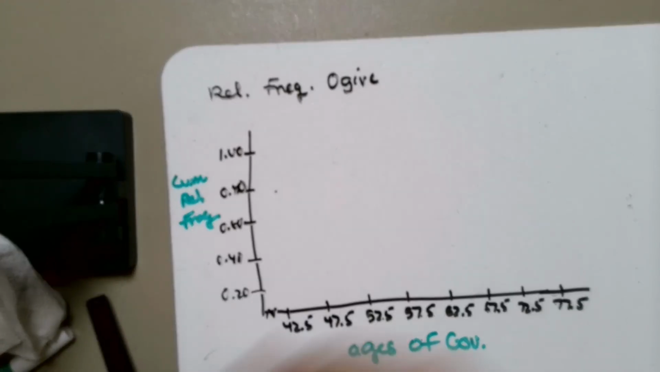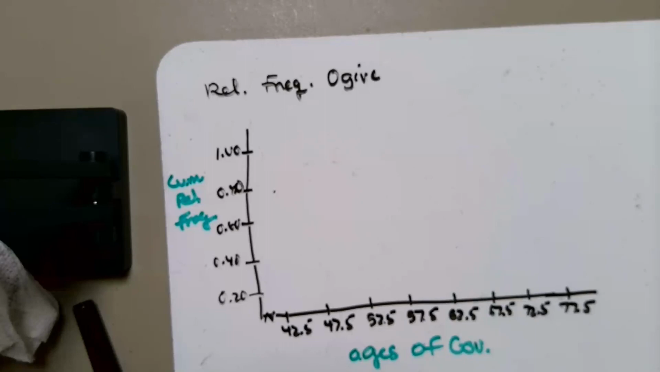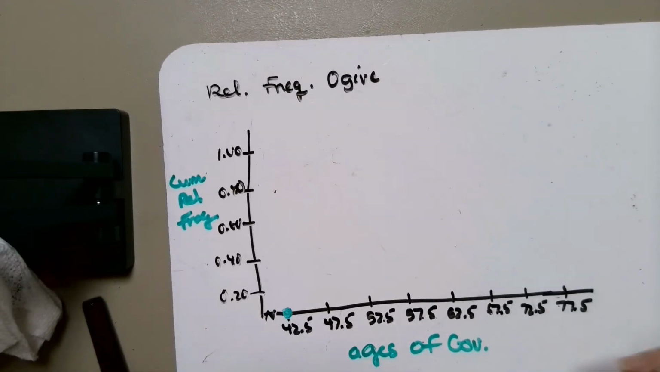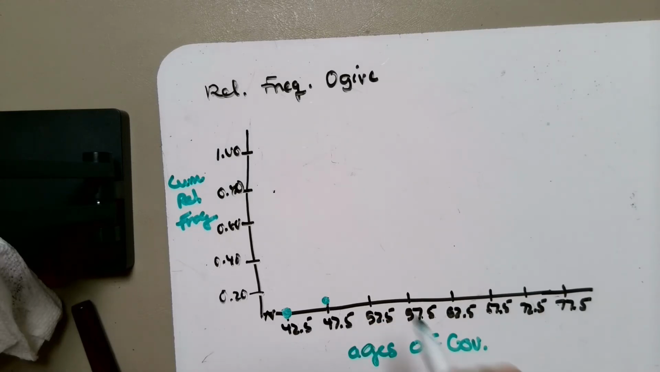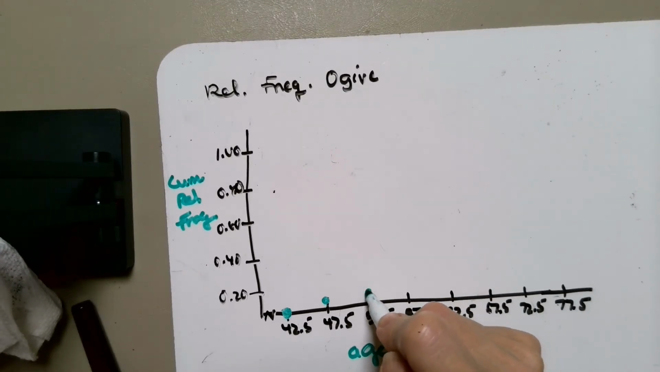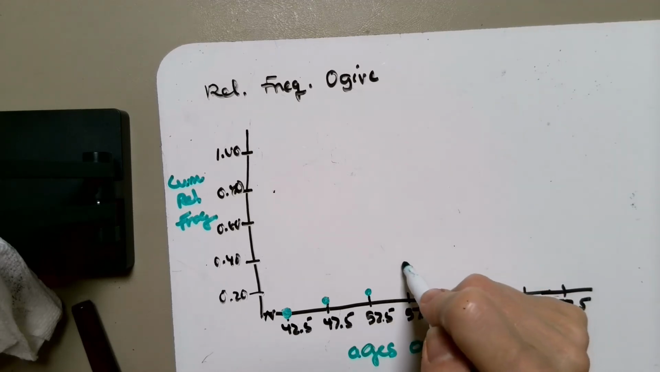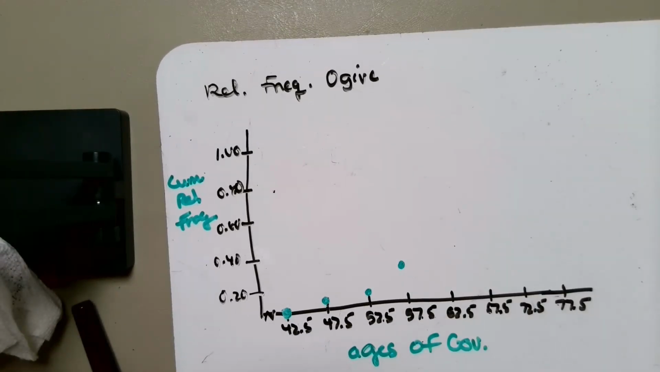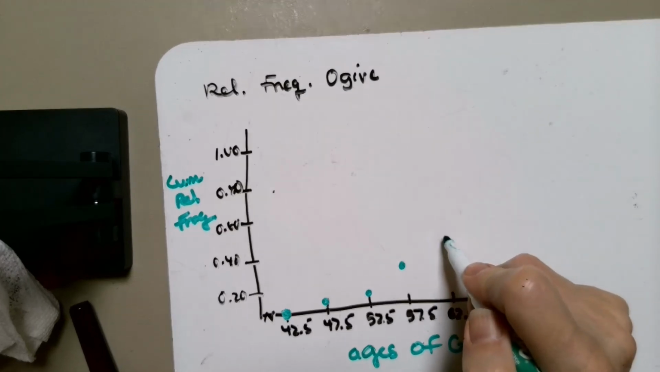Okay, so at 42.5, our cumulative relative frequency was 0. So I'm just using these numbers here. And so I'm going to start at 0. The 0 is the start point. By 47.5, our cumulative relative frequency was 0.08. So that's the height of that dot. It's a line graph. By 52.5, the cumulative relative frequency was 0.16. By 57.5, the cumulative relative frequency was 0.38. By 62.5, the cumulative relative frequency was 0.66 or 66%.